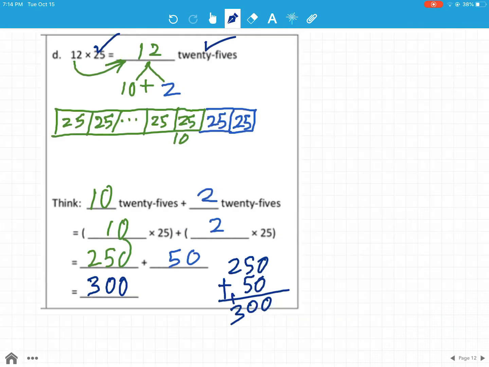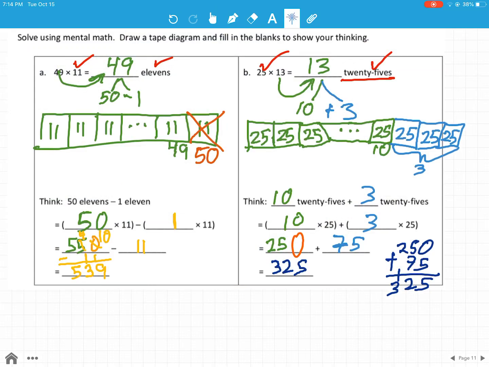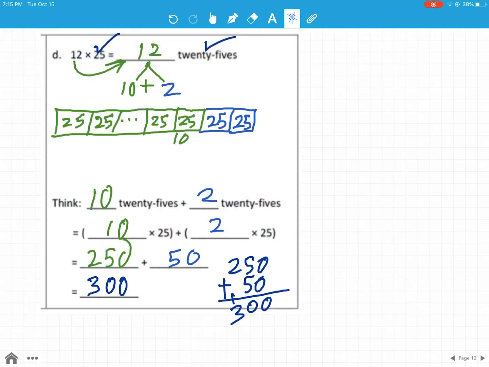Okay. We also had a subtraction one over here. So this is an example of subtraction. We cross something out. When we add, we put extra ones on the side. Okay.